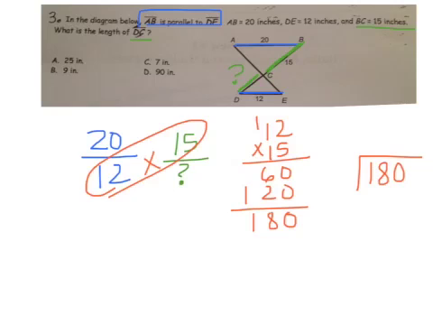Divide by the other number we haven't used yet, which is a 20. 20 can go into 180 9 times perfectly. 9 times 2 is 18. 9 times 0 is 0. So 9 times 20 is 180. So the missing side is 9 inches, and that looks like it is there in my multiple choice answers. It is a letter B, 9 inches.